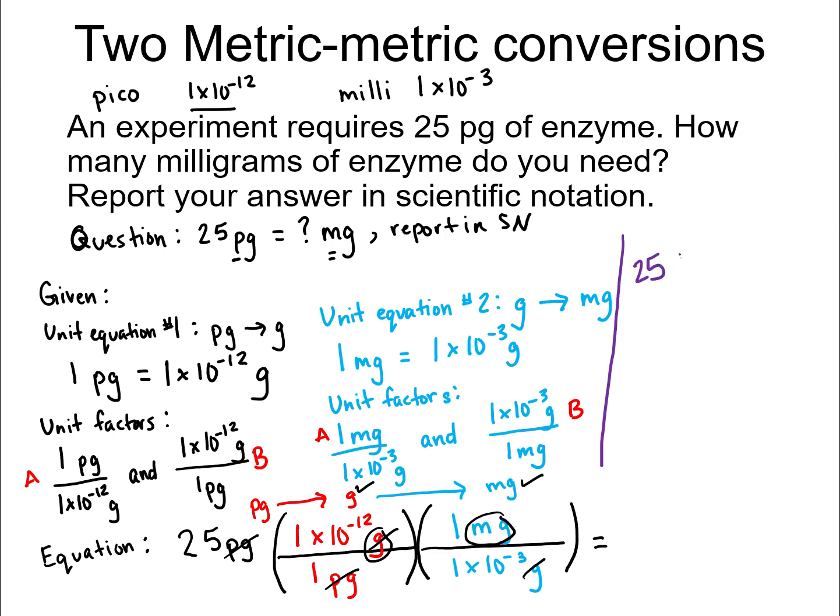25 times 1 times 10 to the minus 12. And you divide that, I'm going to do the line for dividing, by 1 times 10 to the minus 3. So that's 25 times 1 times 10 to the minus 12 divided by 1 times 10 to the minus 3. Let me know what you get.